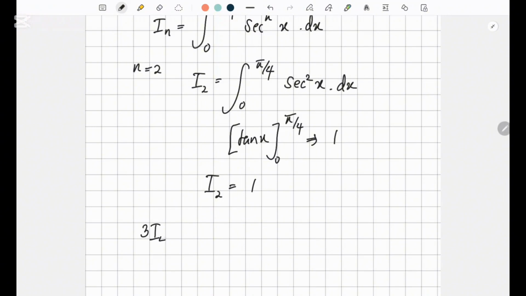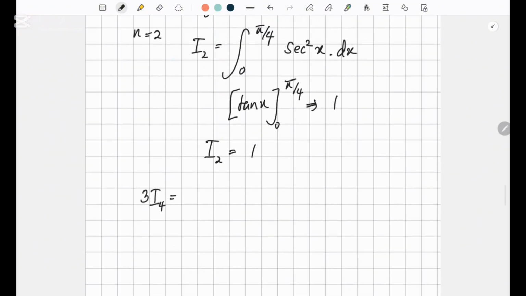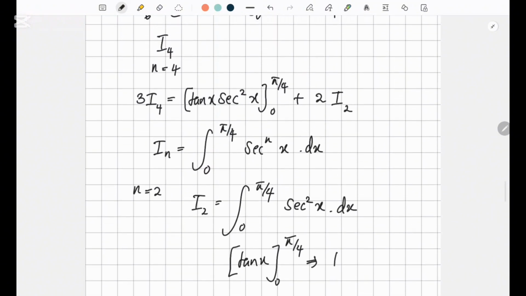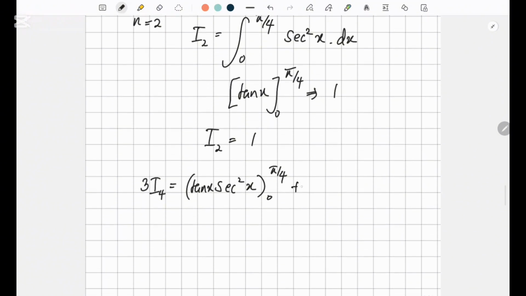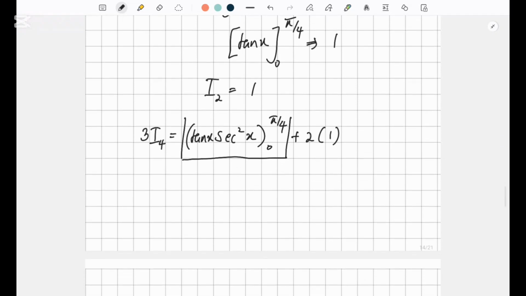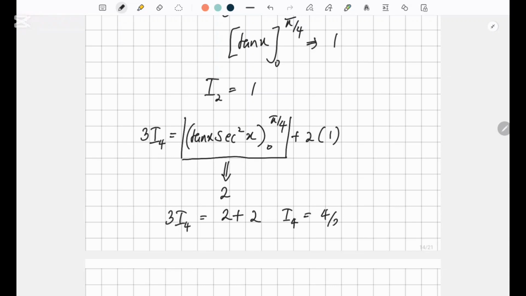So we have 3 into I4 equals tan x sec squared x from 0 to pi over 4, plus 2 into I2, which is 1. So now we'll need to find this, right? You can just use your calculator. You just need to substitute pi over 4 and then subtract after substituting 0. So this gives you 2. So you'll have 3 I4 equals 2 plus 2, giving you I4 equals 4 over 3, right?